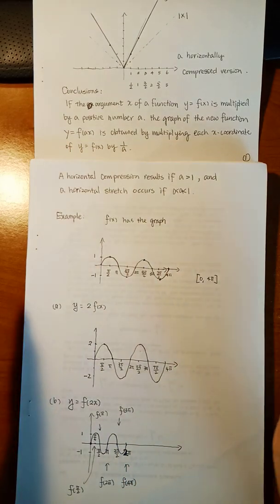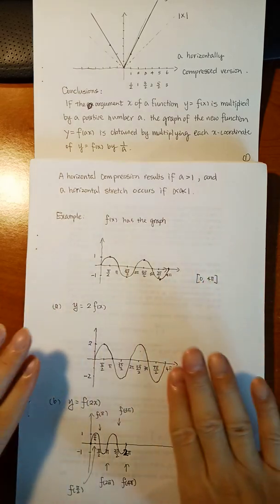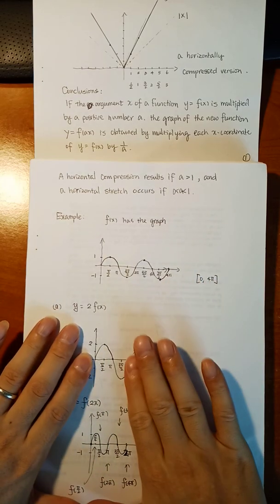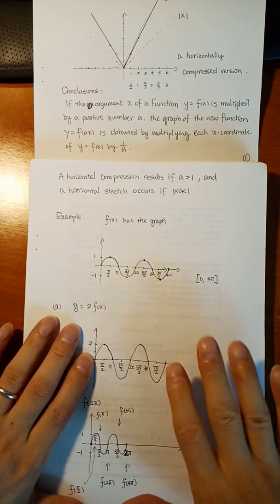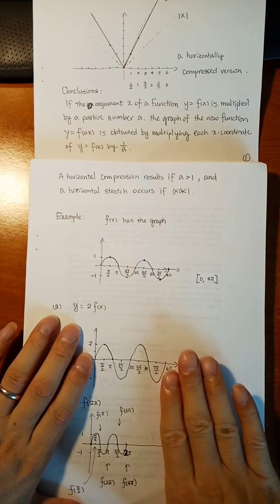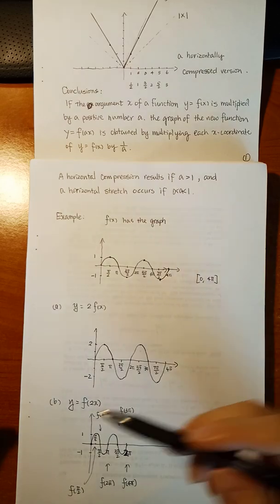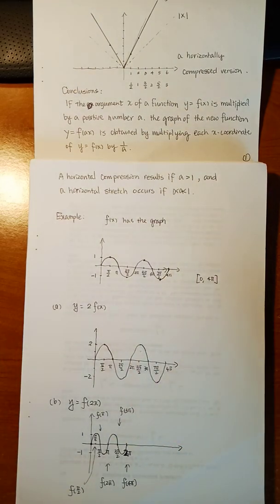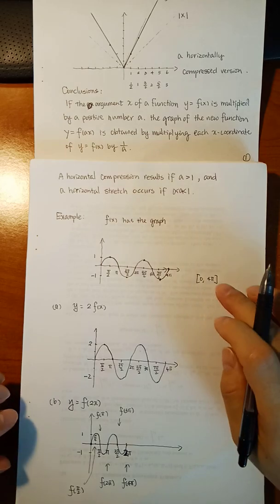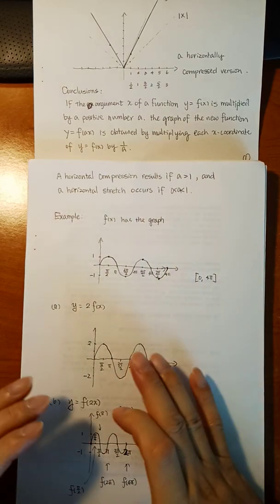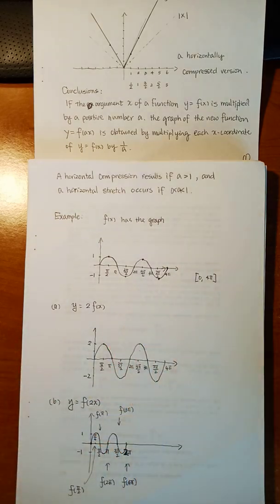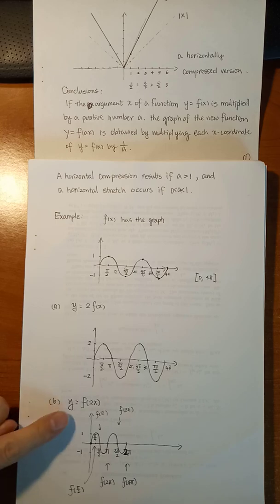So it looks like this. You just compress the graph from 0 to 4 pi to 0 to 2 pi. You divide the x coordinate by 2. Okay, make it compressed. That's because this 2 is greater than 1. 2 greater than 1 is horizontal compression. If it's less than 1, between 0 and 1, it's a horizontal stretch. Okay, and when you have a domain, remember the domain is also compressed or stretched based on this number 2. Okay, so that's the graph of y equal to f of 2x.